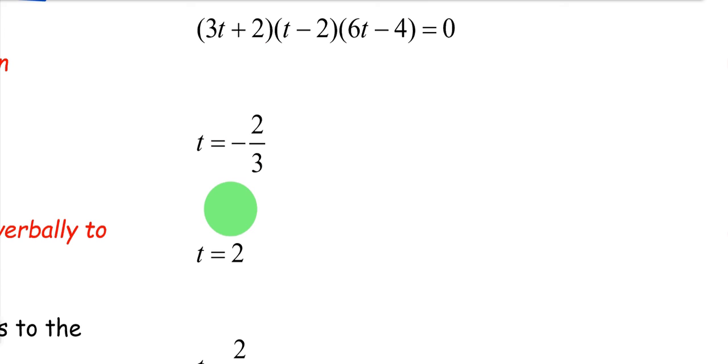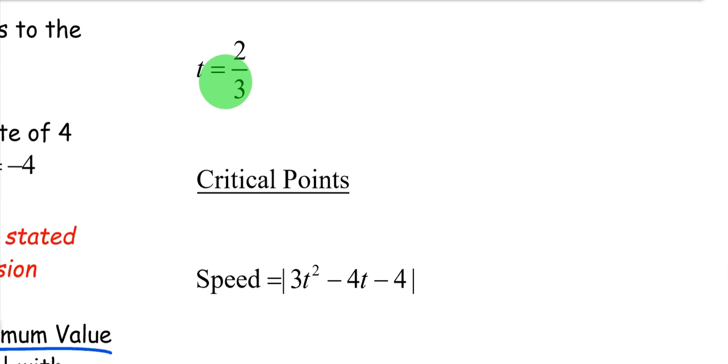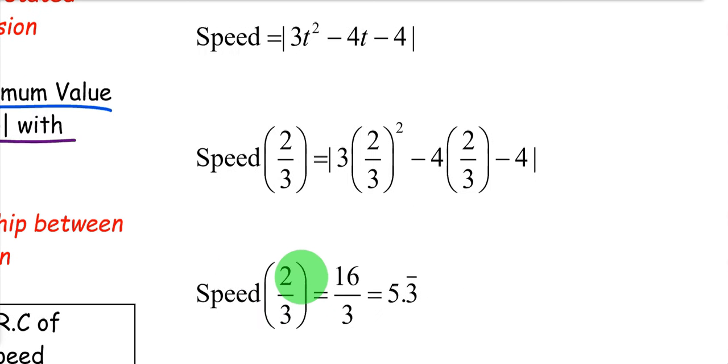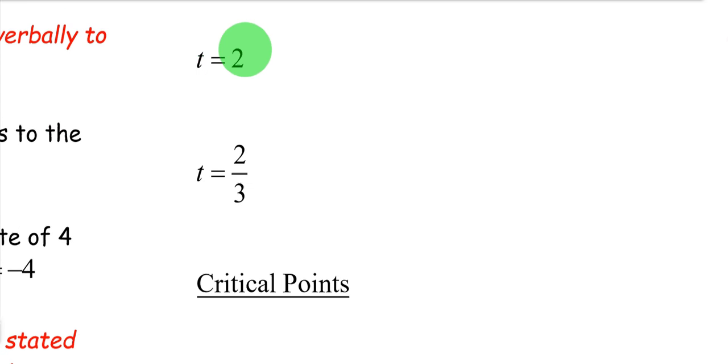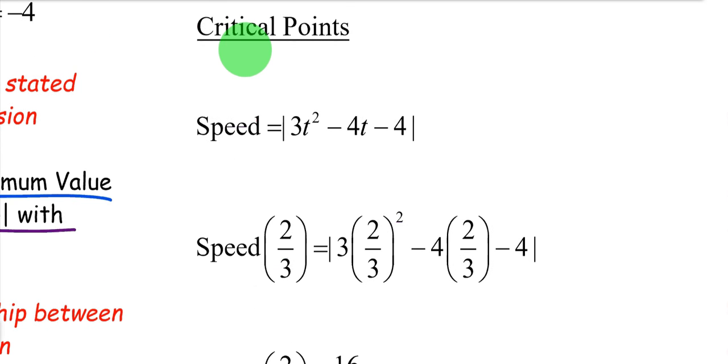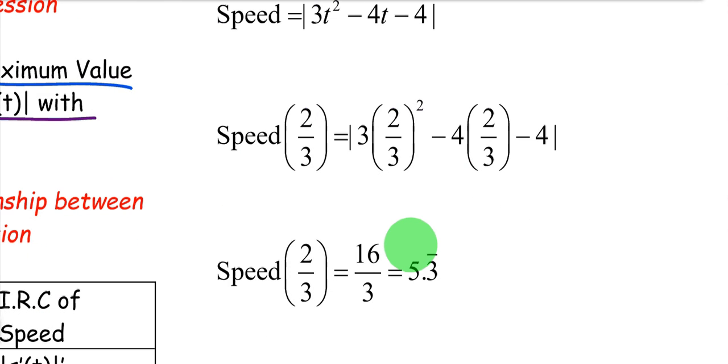We get 3 t values back. T equals negative 2/3, t equals 2, t equals 2/3. This one won't matter because we don't worry about negative time in these motion problems. So critical points for speed are 2/3 and 2, right? So we're going to plug them both in to see which one gives us the biggest value. That's all you have to do, right?